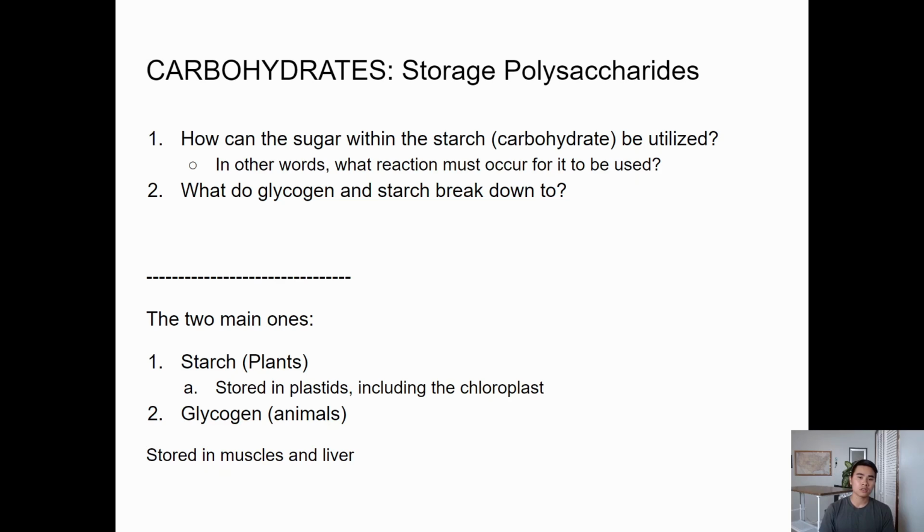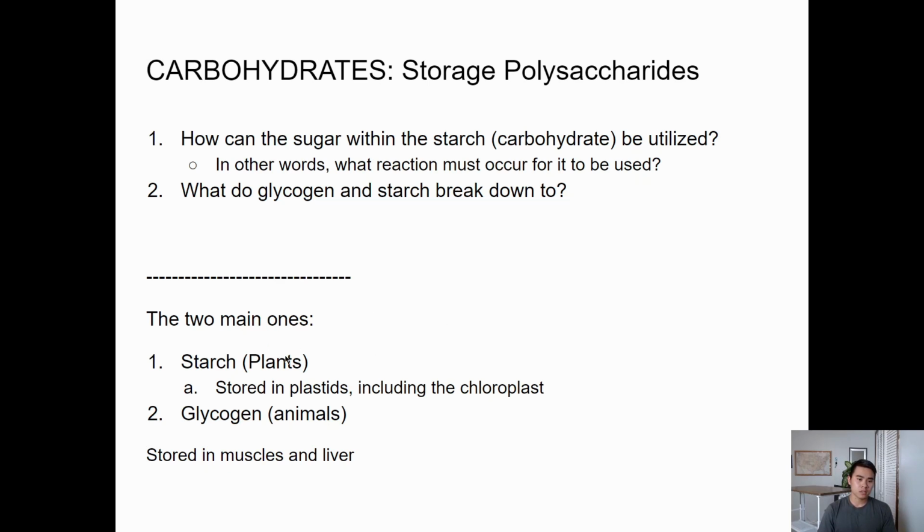So some questions to ask yourselves. How can the sugar within the starch carbohydrate be utilized? What reaction must occur in order for the starch to be utilized? Right now it's being stored. If you're storing something, you need it later. You have to pull it out. So what reaction is allowing for that starch to be used? And the second question is, what do glycogen and starch break down to? So what are the monomers of the polysaccharide?